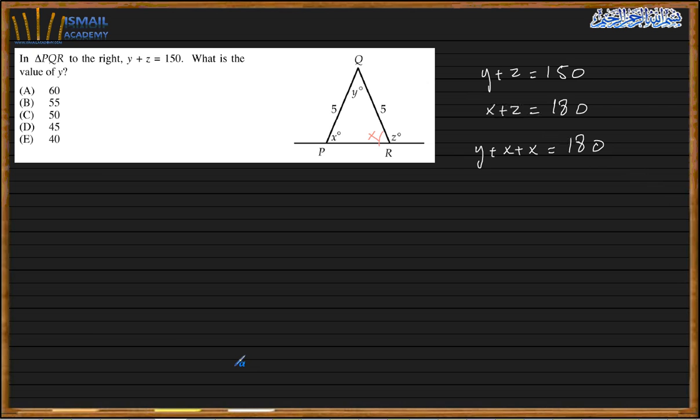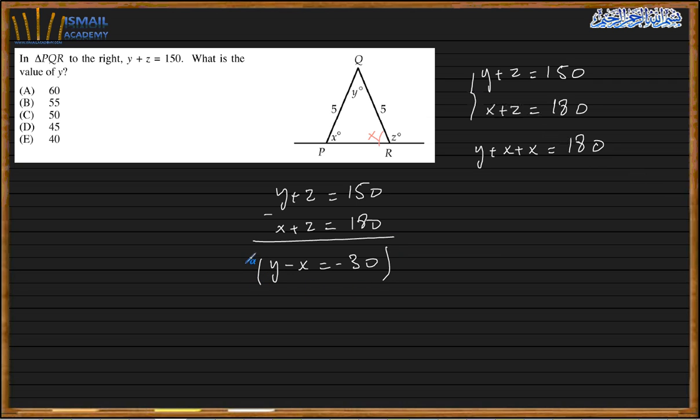So I will choose those two. So we'll have y plus z equals 150 and x plus z equals 180. If I eliminate z, I will deal with x and y, so it's going to be y minus x equals minus 30. Then I will multiply this one by 2. So I got 2y minus 2x equals minus 60.